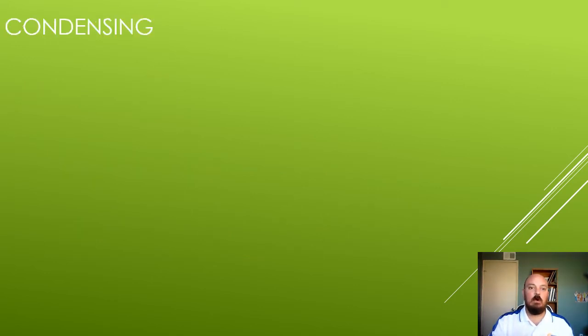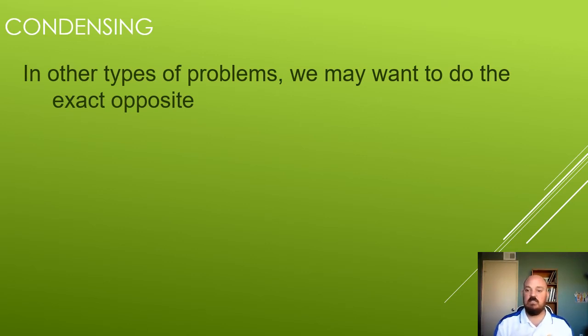All right, so that brings us to condensing. And what it is, is the exact opposite. So in expanding, you start with one log that's kind of messy, and you break it up into a whole bunch of simple ones. In condensing, we do literally the exact opposite. So you have maybe 2 or 3 or more logarithms, and you want to combine it into one.